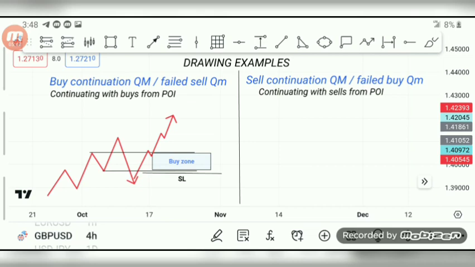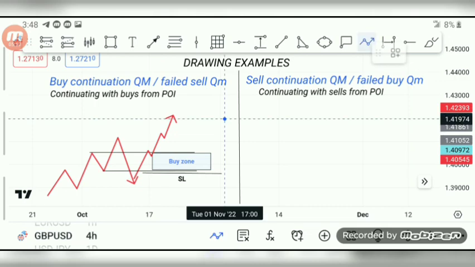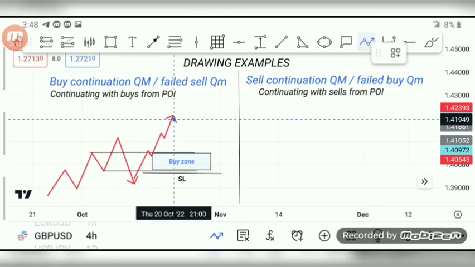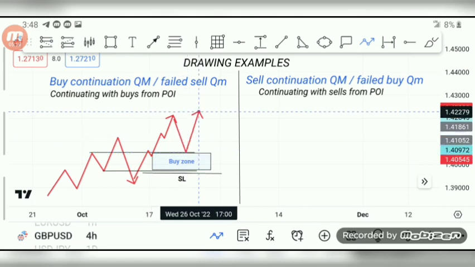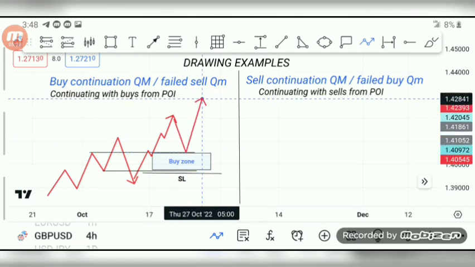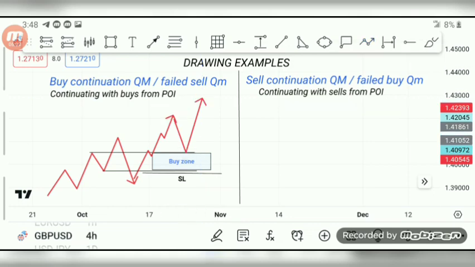We were supposed to sell, then we got stopped out while selling. So we are going to patiently wait for the market to come back to this zone. After coming back to this zone, we take more buys to go higher.